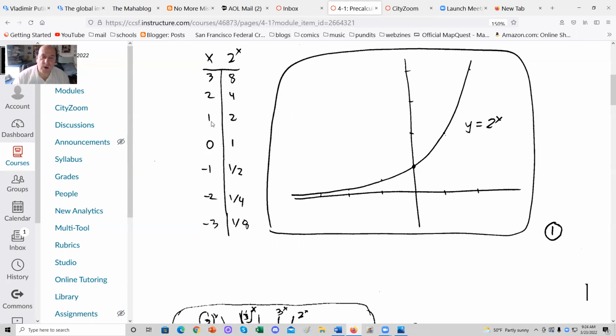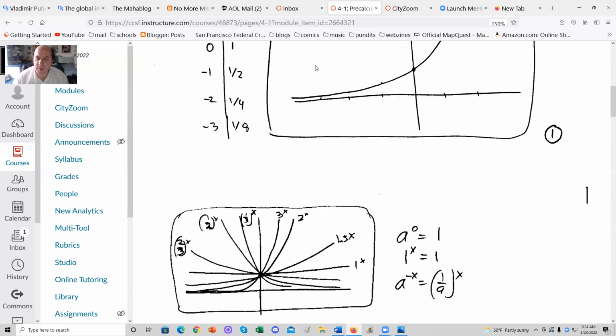2 to the 0 is 1, 2 to the 1 is 2, 2 to the second is 4, 2 to the 3 is 8, 2 to the negative 1 is a half, 2 to the negative 2 is a quarter, and 2 to the negative 3 is 1/8. Plotting these points, you get this graph here. Kind of a ski slope type. It starts very small and then winds up very big very quickly.